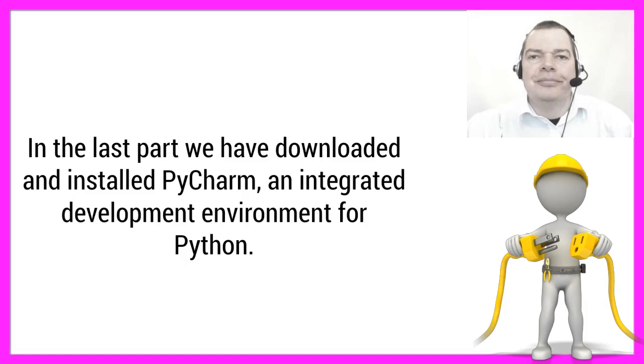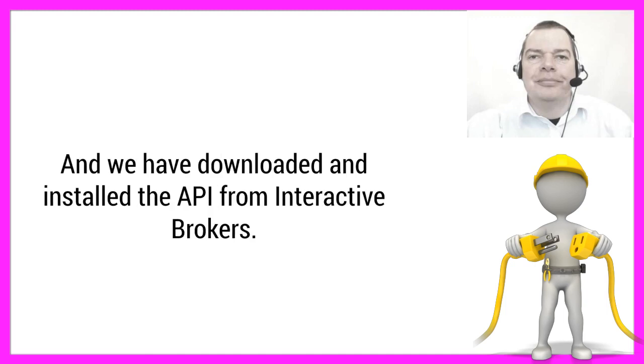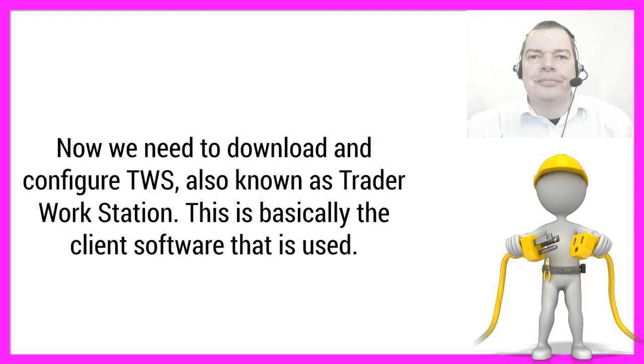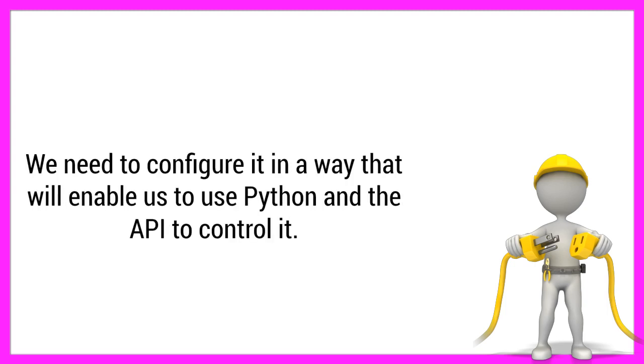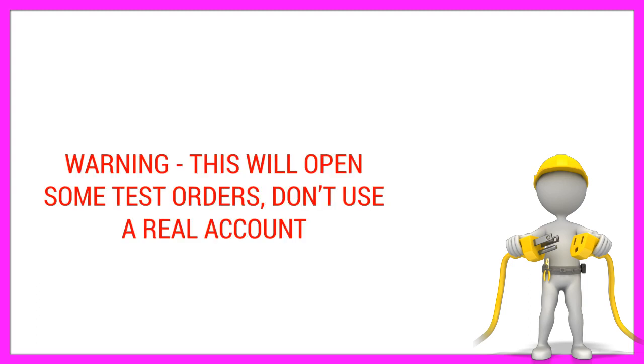In the last part we have downloaded and installed PyCharm, an integrated development environment for Python. And we have downloaded and installed the API from Interactive Brokers. Now we need to download and configure TWS, also known as Trader Workstation. This is basically the client software that is used. We need to configure it in a way that will enable us to use Python and the API to control it. Warning, this will open some test orders, don't use a real account.